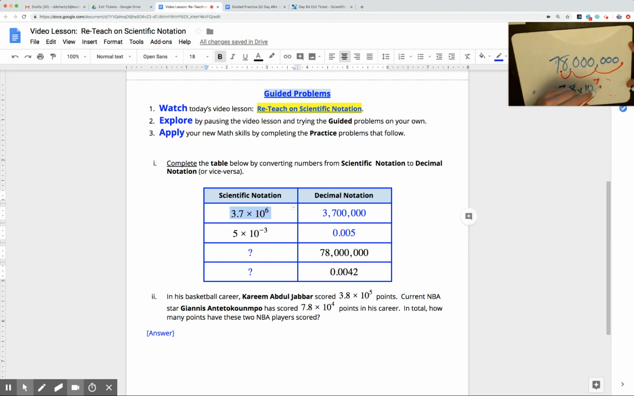That 7 comes from needing to move 7 places. Now, if you took 7.8 and you multiplied by 10 7 times, would move back those 7 places, and that would get us to 78 million that we need this to be equal to.